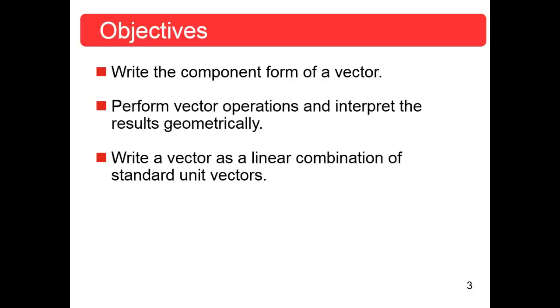The objective here is to write the component form of a vector. Some pretty easy stuff here, okay? We'll perform vector operations and interpret results geometrically. A little awkward, but doable. And we'll write a vector as a linear combination of standard unit vectors. That'll be very familiar to anyone who's had physics before.